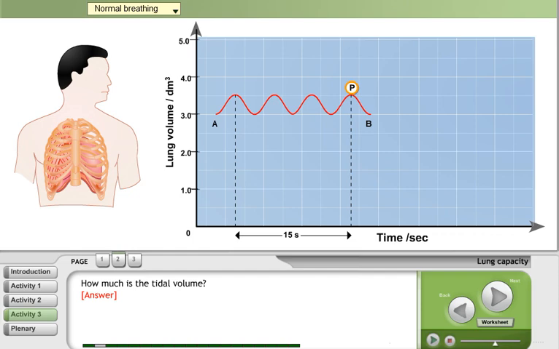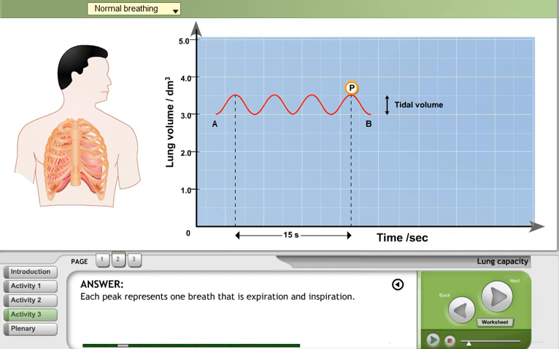How much is the tidal volume? Answer: 0.5 decimeter cube. Move the cursor to point P on the graph and click when a hand appears to check your answer. What does each peak on the graph represent? Answer: each peak represents one breath, that is expiration and inspiration.